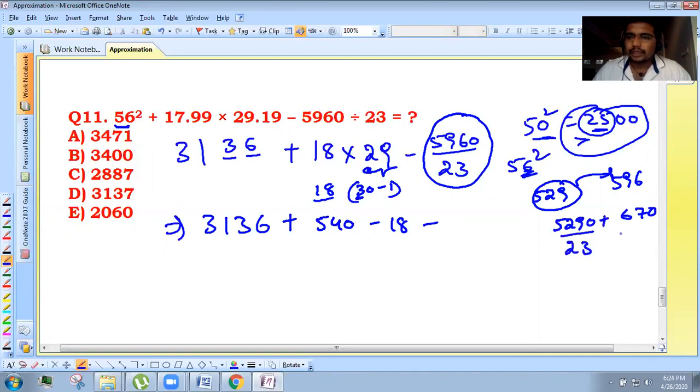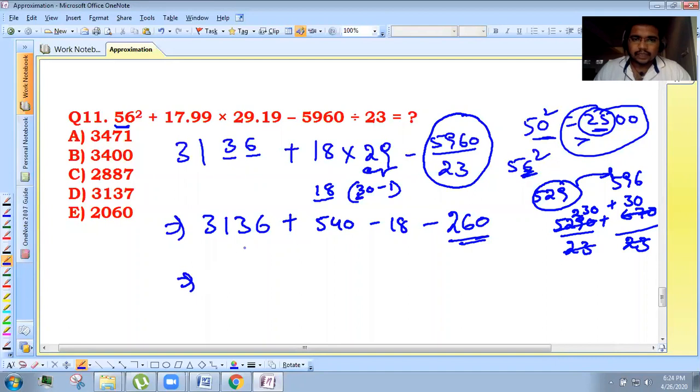By 23 here. 23 how many times cancel? 230 times cancel, plus 23 3 times, 30, because 23 3s are 69, right? So it is not a big deal. So 230 and 30, 260, right? So the answer is 260 here.